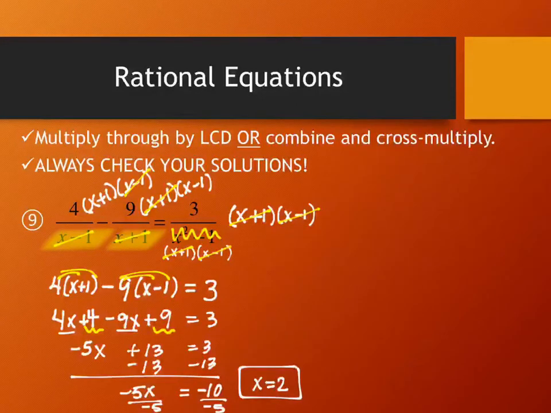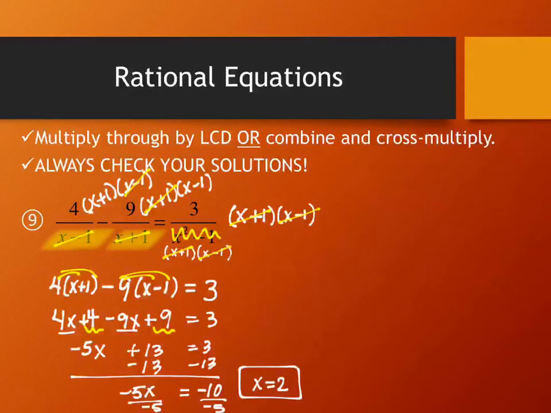So if I got an answer at the end, right, if this 2 at the end actually made the denominators at the beginning equal to 0, it wouldn't be a solution. It would be no solution because it didn't work. Okay? So this one does work. There's no problem with this one, so x equals 2 is my solution.